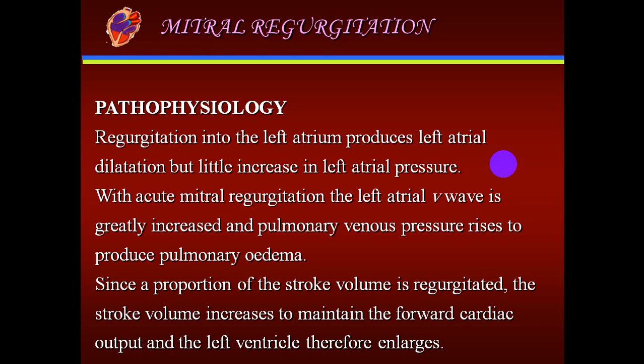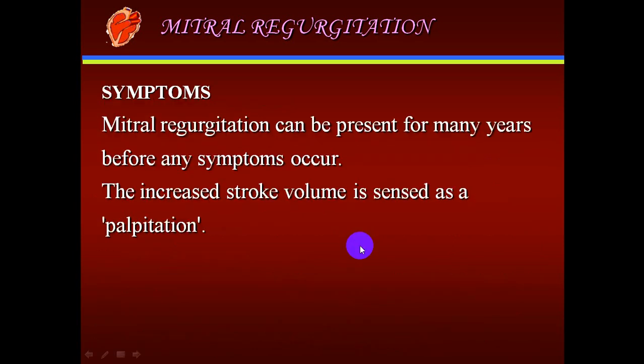Since a proportion of the stroke volume is regurgitated, part of the stroke volume flows back into the left atrium. The stroke volume increases to maintain the forward cardiac output and the left ventricle therefore enlarges. This is compensated by mechanisms like enlargement of the left ventricle, tachycardia, and others. Mitral regurgitation can be present for many years before any symptoms occur.